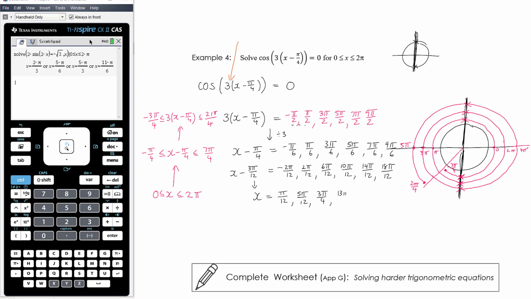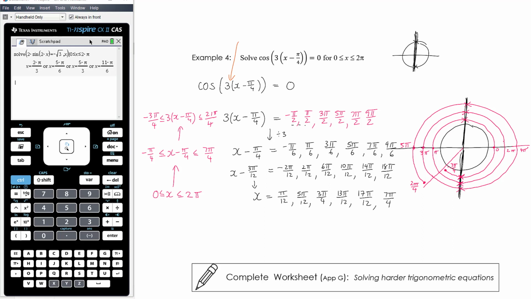This one will become 13 pi on 12. This will be 17 pi on 12. And this will be 21 pi on 12, which again will simplify. We've got that common factor of 3, so that will be 7 pi on 4. And there is our final set of solutions.